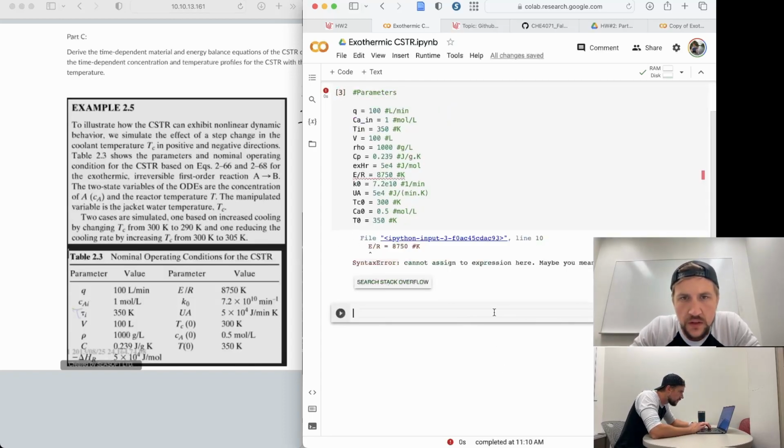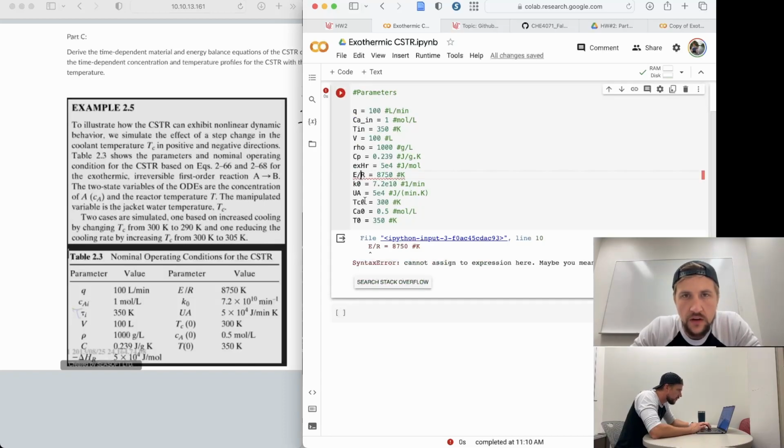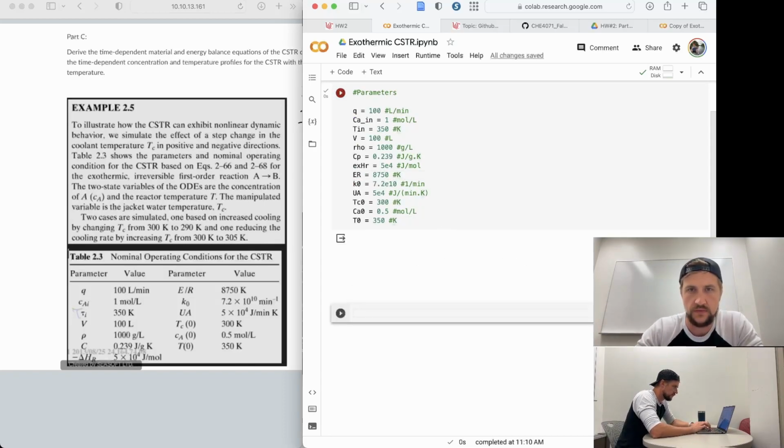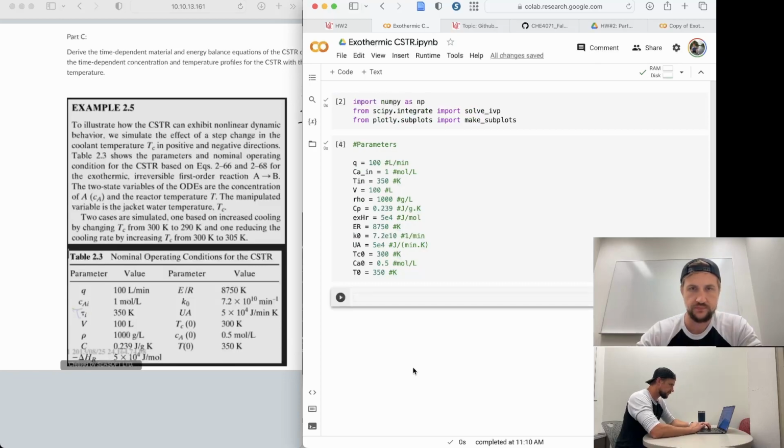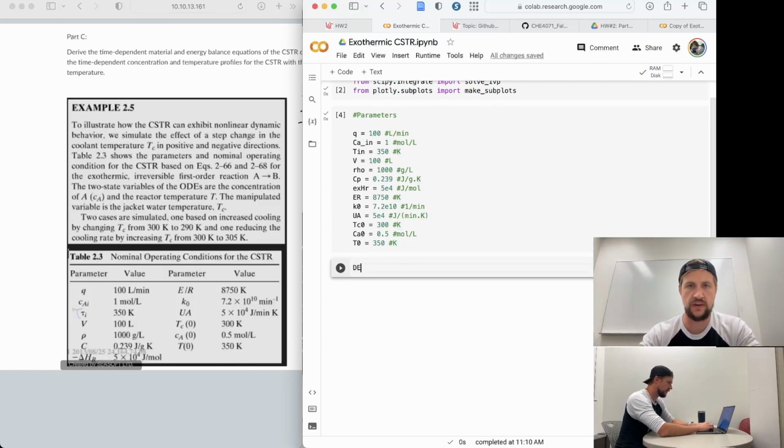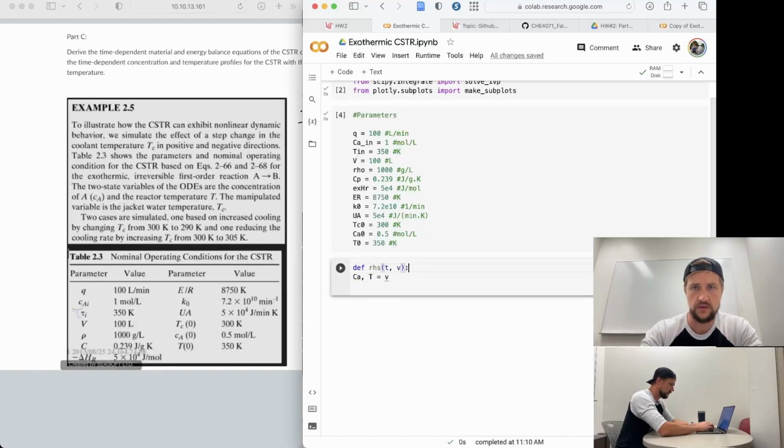It doesn't like something. Oh, E divided by R. Here we go, let's try that. Okay, great. Now we need to define the function for our set of right-hand sides. Our independent variable is time, and then we have our vector of arrays, which is going to be our concentration of A and our temperature, so that equals V. Let's try this again. Now we've got our concentration of A and T equals our vector of arrays.